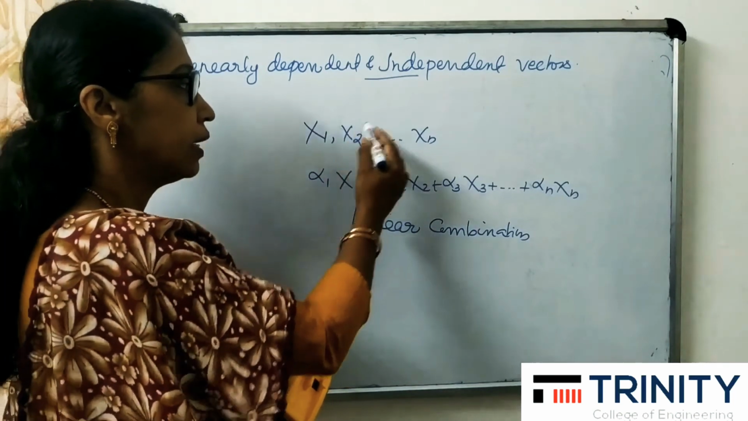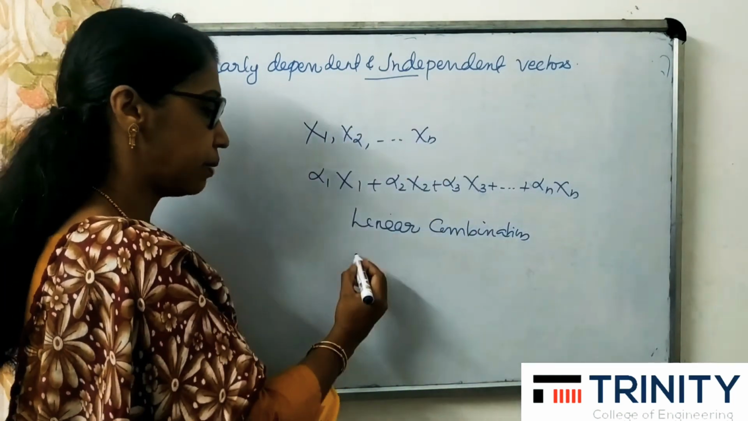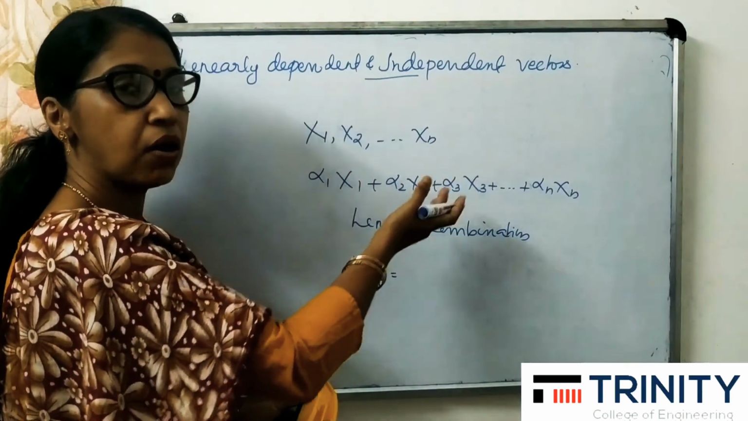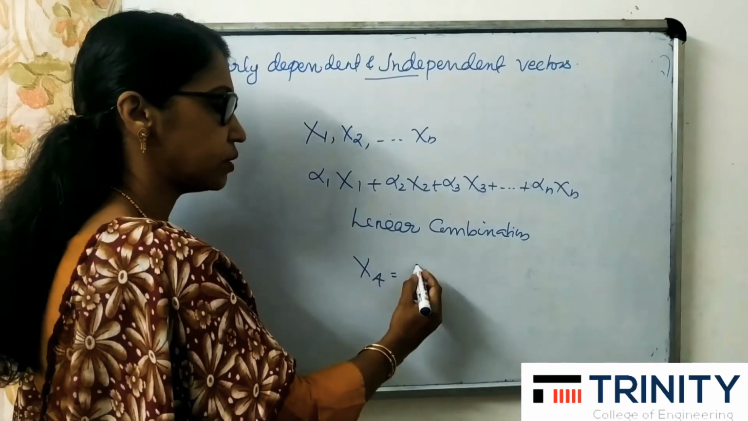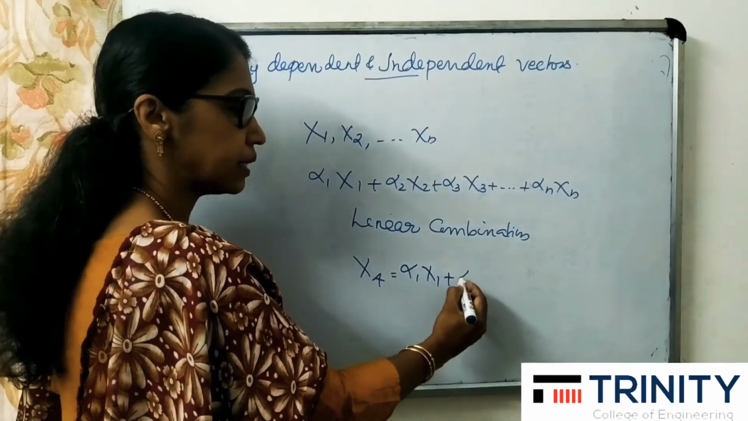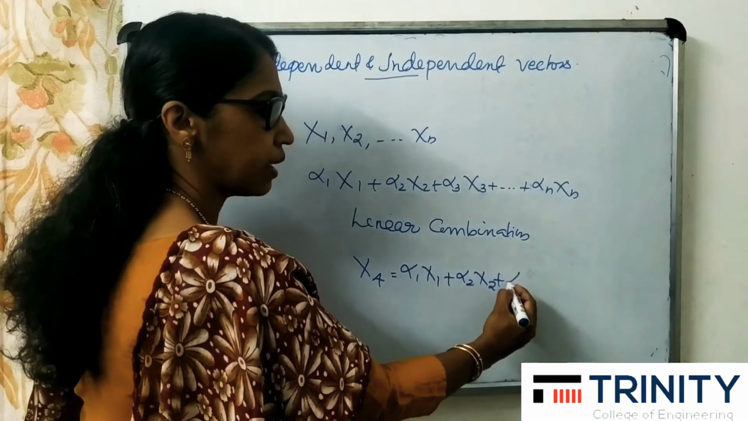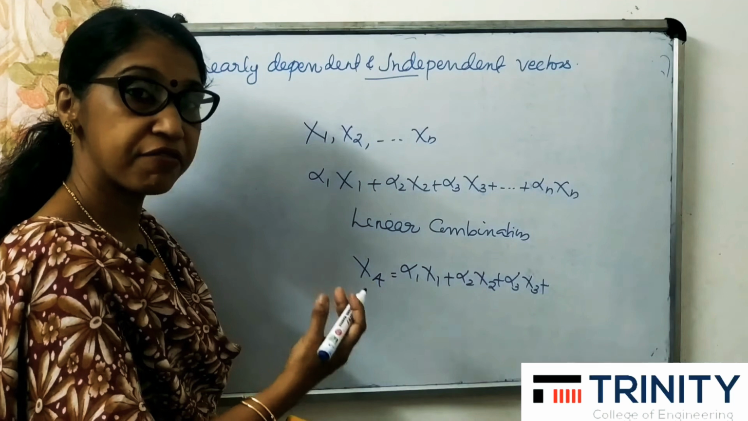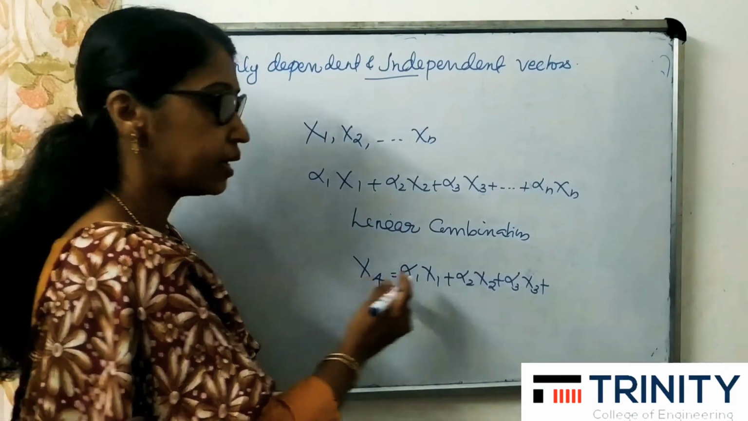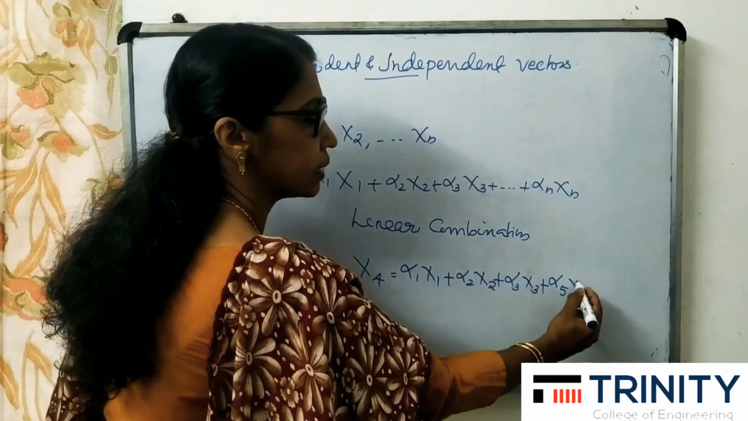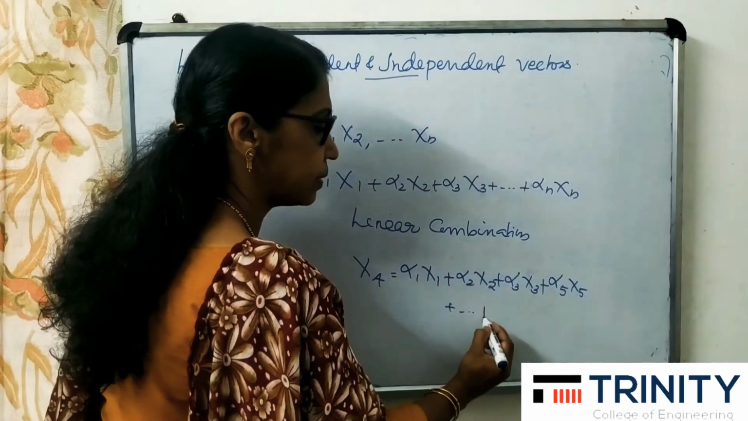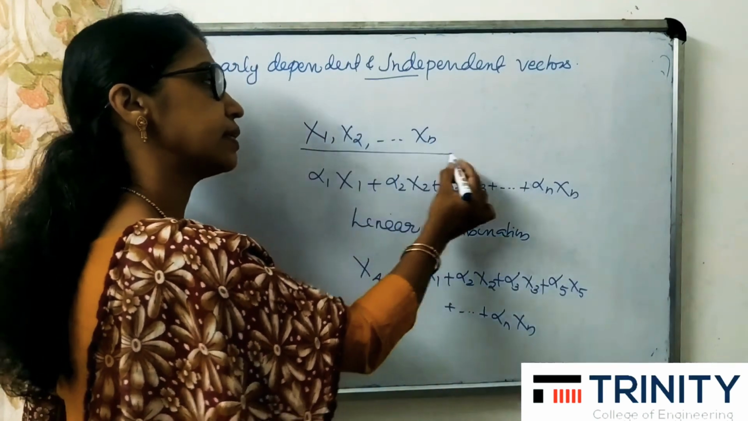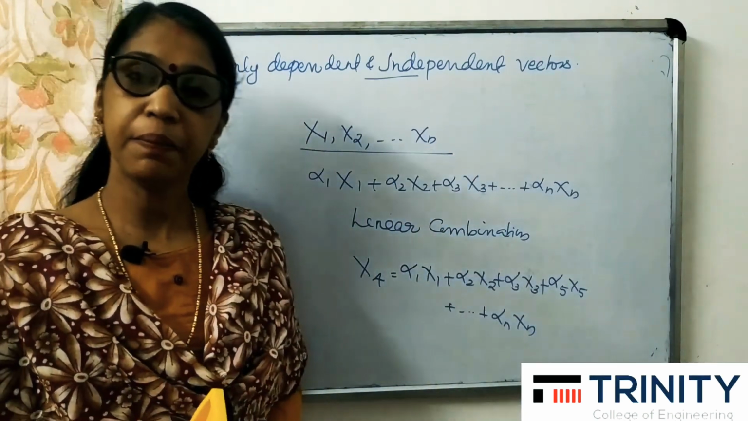For example, in these vectors x1 to xn, I am taking x4. If x4 can be expressed as a linear combination of the other vectors, that is x4 is equal to alpha 1 x1 plus alpha 2 x2 plus alpha 3 x3 plus, skipping x4, alpha 5 x5 plus etc. plus alpha n xn, then these vectors are said to be linearly dependent.